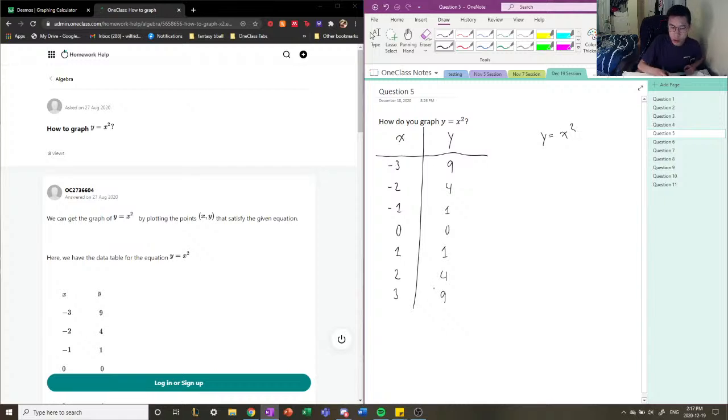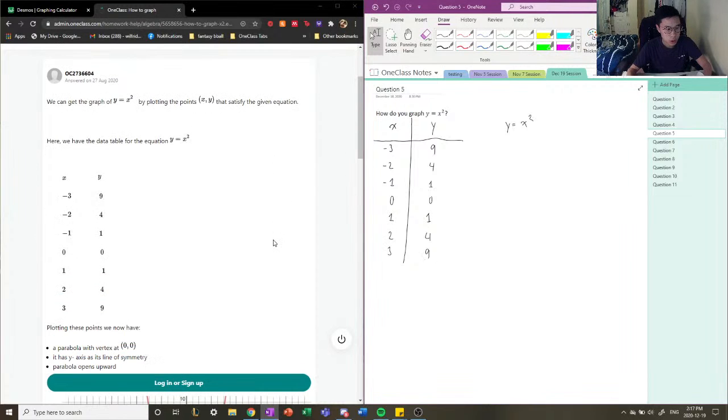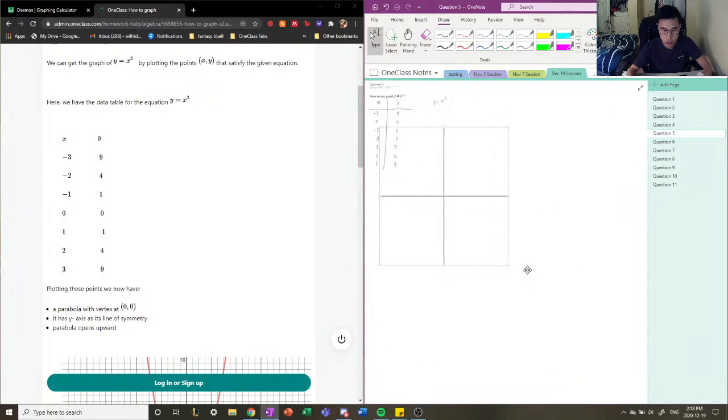By doing these testing points, we are now able to plot them on our graph, and by doing so we can extrapolate the behavior of this function and see what we're looking at. All right, let's draw out our axes here. Let me just zoom out.